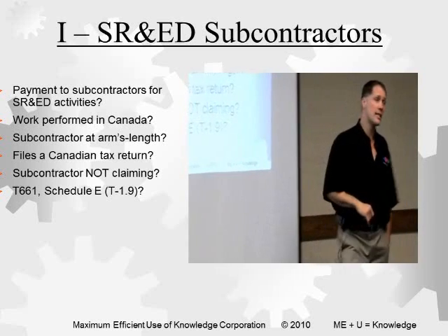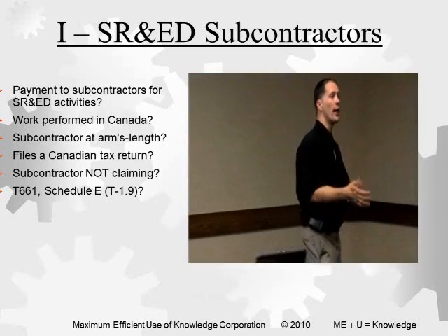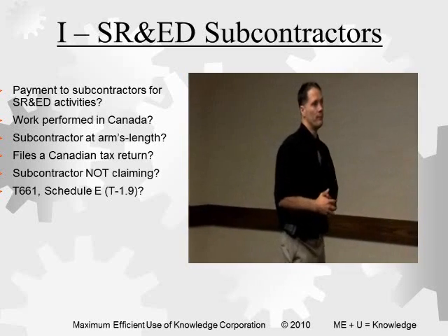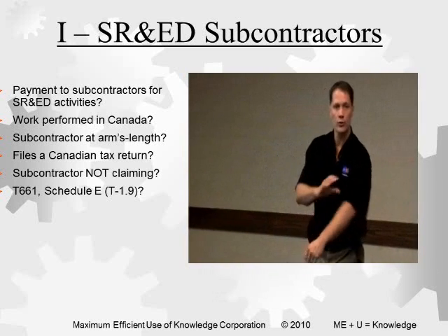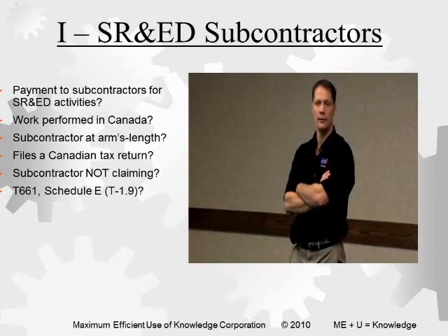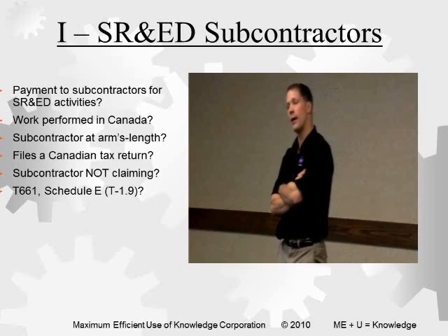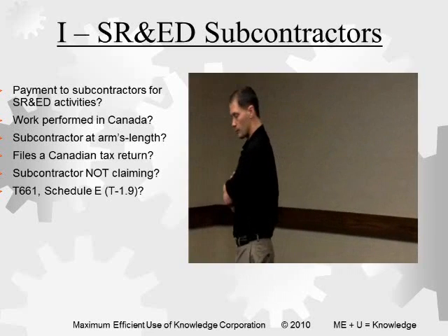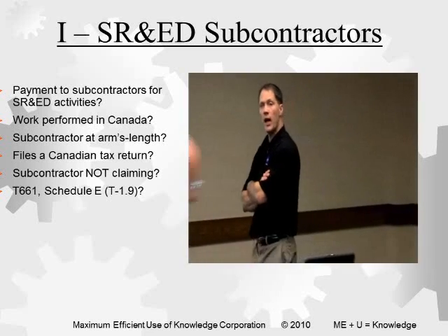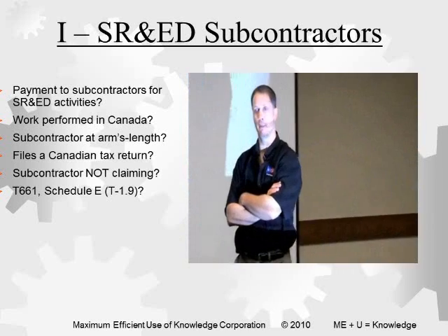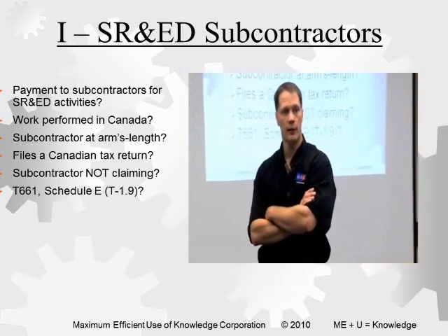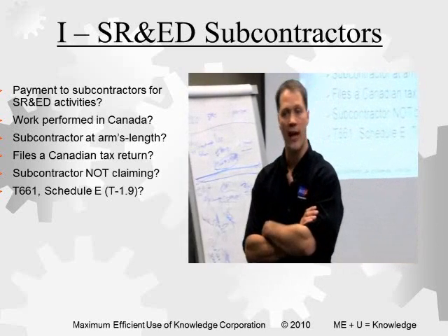One of the key issues is the subcontractor at arm's length, or do I control the company? Basically, the rules work that if I have a subsidiary company, it does $100 of work for me to make a part that I need for my SR&ED project. I can only claim the $100 of cost that my subsidiary company incurred, even if I take that $100 part and sell it to my parent company for $1,000.